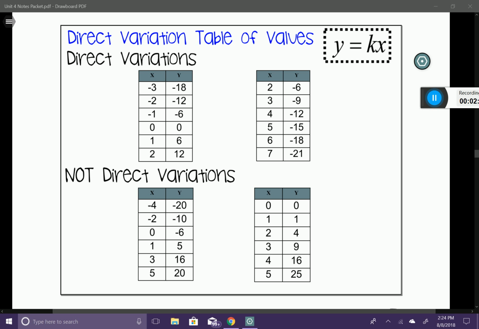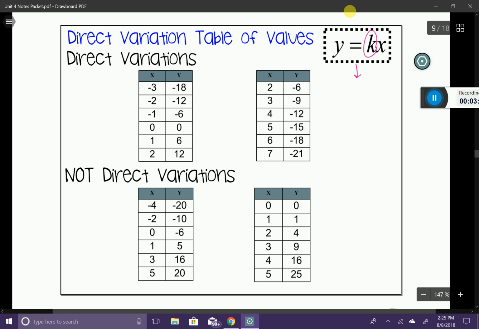You can see these two examples at the top are indeed direct variations, which means their graphs are lines that go through the origin and have a constant slope. But let me show you how to determine this. I'm going to use the formula that I have here up at the top right hand corner. y equals kx. Now, what is common is the k. The constant of variation, the slope, is going to be the same number. Watch what I'm going to do here, and you'll see why in a second.